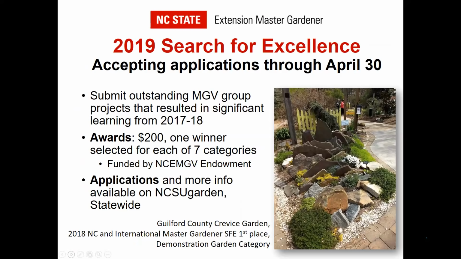We are still taking applications for Search for Excellence, so we want to hear about the wonderful projects you have going on across the state, what you're doing in the counties, how you're sharing education, either with your fellow Master Gardeners or with the public, and there are awards associated with this. So, a $200 award for each winner in the seven categories. More information is posted on NCSU Garden, and I will send out a follow-up email to that. It gives everybody everything they need to know if you want to put in an application. You still have time, but we do need it by next week.